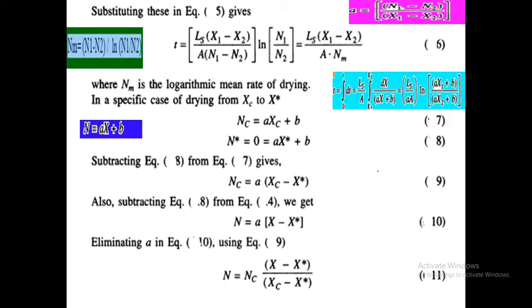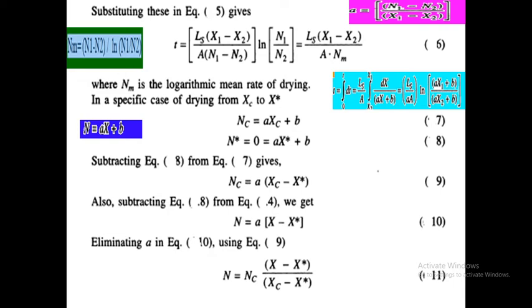Now the specific case of drying from xc to x star. xc is the critical moisture content. X star is the equilibrium moisture content. So for this case, what is the capital N? Capital N is a linear expression, ax plus b. So refer to the left side blue color box. Capital N is equal to ax plus b. Are you clear? Okay. So for our case, at the critical condition, N is equal to Nc, x is equal to xc. So Nc is equal to a xc plus b.